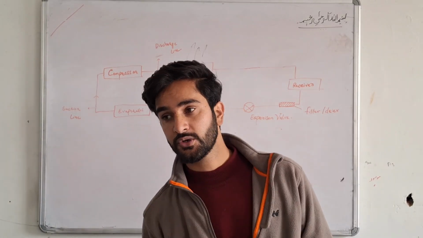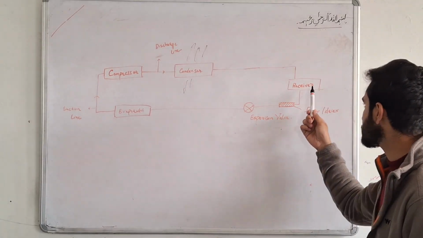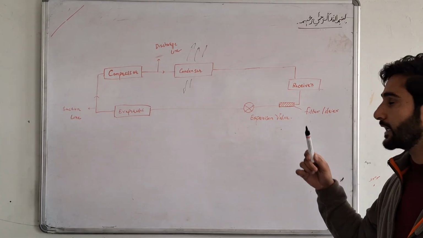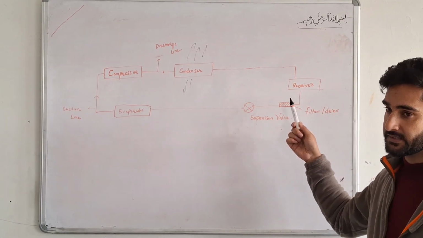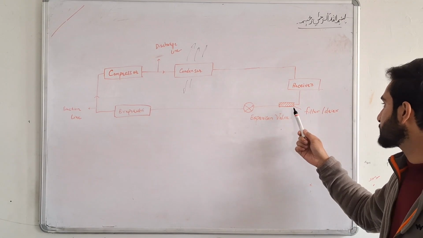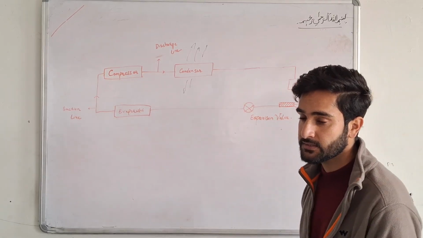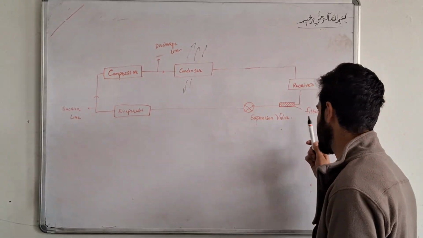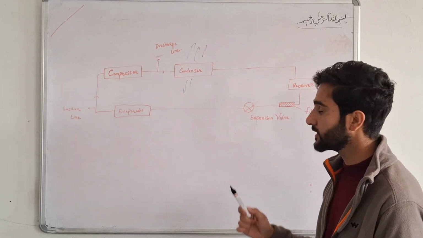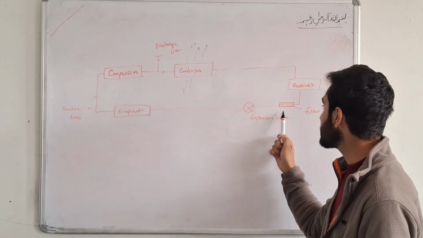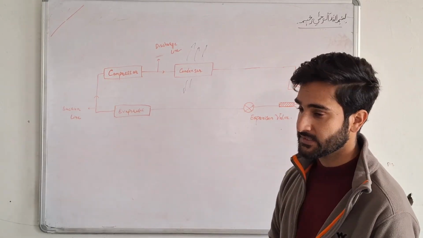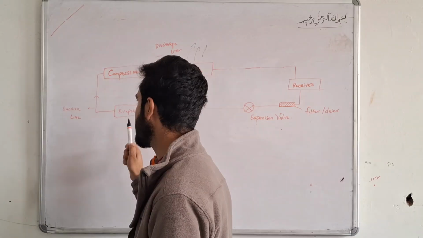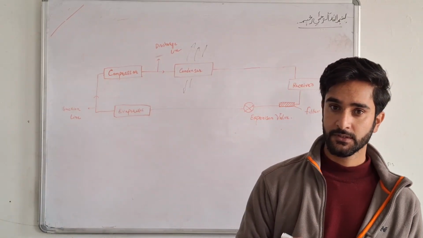The receiver was not important to mention yesterday. So today I have installed the receiver in it. I will tell you the main function of the receiver and why it is installed in the system. And afterwards we have another device installed in the system. It's called a filter or dryer. Afterwards, the refrigerant is fed to the expansion valve and then evaporated, and goes back to the compressor.